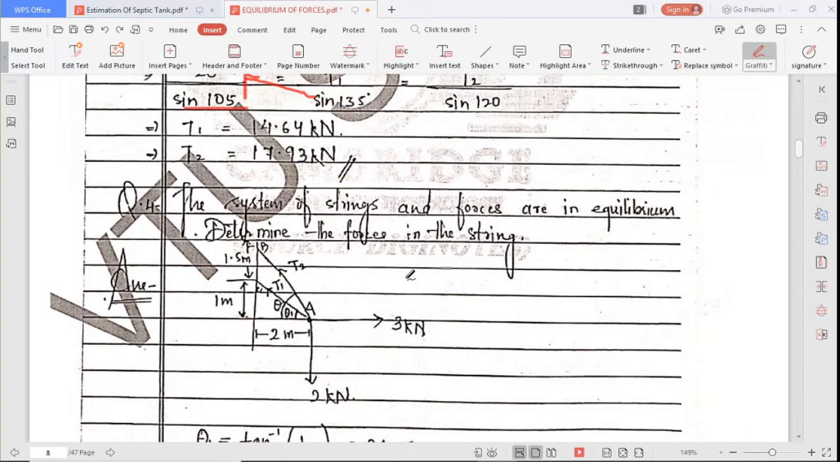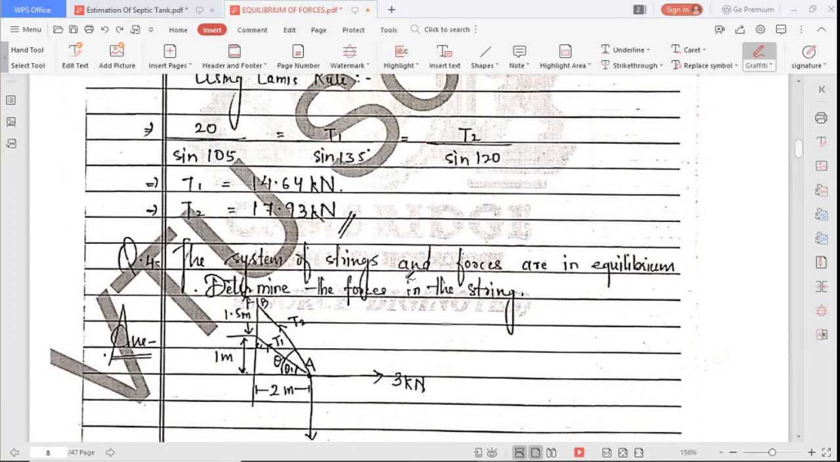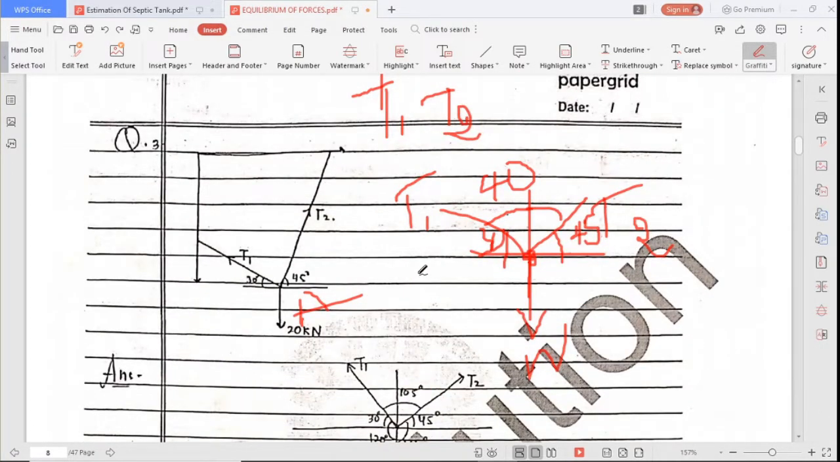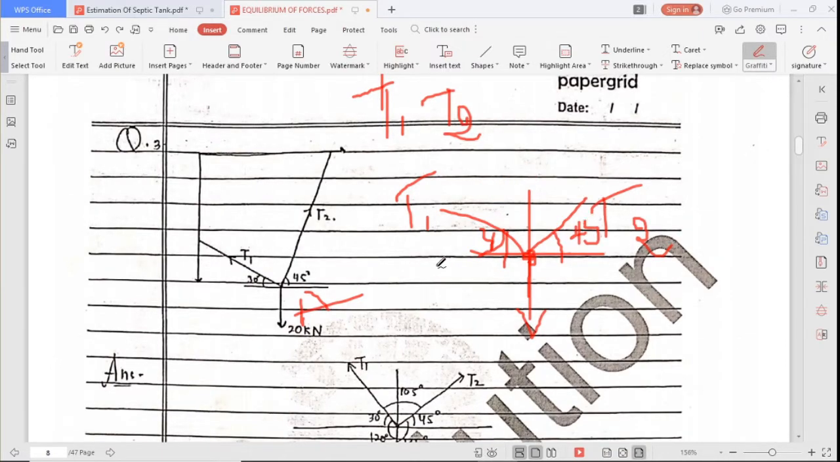Now we'll see the next problem. Here I will show how the problem is solved. You solve this problem. The next problem, you solve it.